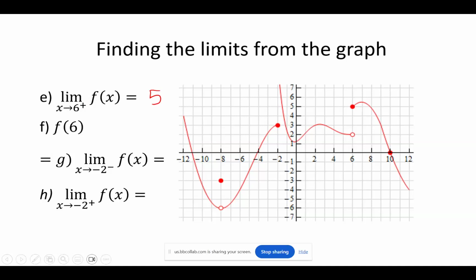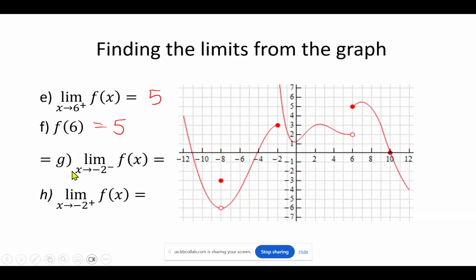So the two-sided limit does not exist. But if you ask from the left and from the right, by adding those signs, the negative and the positive, those limits do exist. Now, f of 6, one more time, is just one value. What is the value of the function when x equals 6? Well, the correct value is where the solid dot is, which is 5, not the open circle. And if there's no solid dot, then you're supposed to put that it is undefined, meaning that there's no value for 6.